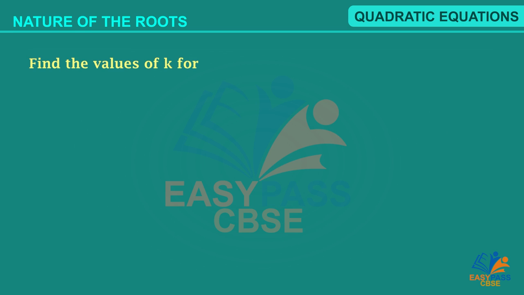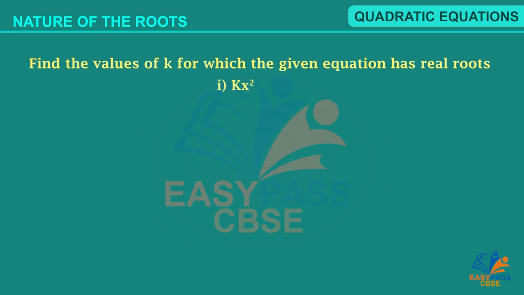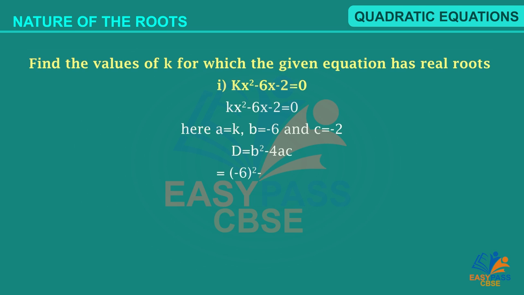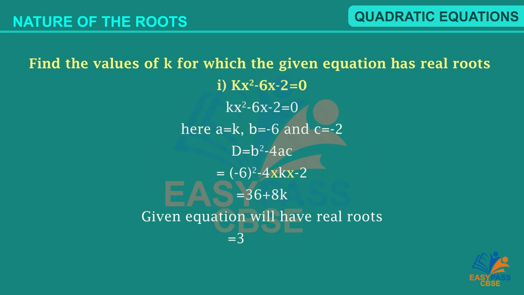Find the values of k for which the given equation kx square minus 6x minus 2 = 0 has real roots. Here a = k, b = minus 6, c = minus 2. So the discriminant b square minus 4ac = 36 plus 8k. Given that the equation has real roots, the discriminant is greater than or equal to 0, or 36 plus 8k is greater than or equal to 0. If you simplify, you get k is more than or equal to minus 9 by 2. So, for all values of k more than or equal to minus 9 by 2, the equation has real roots.